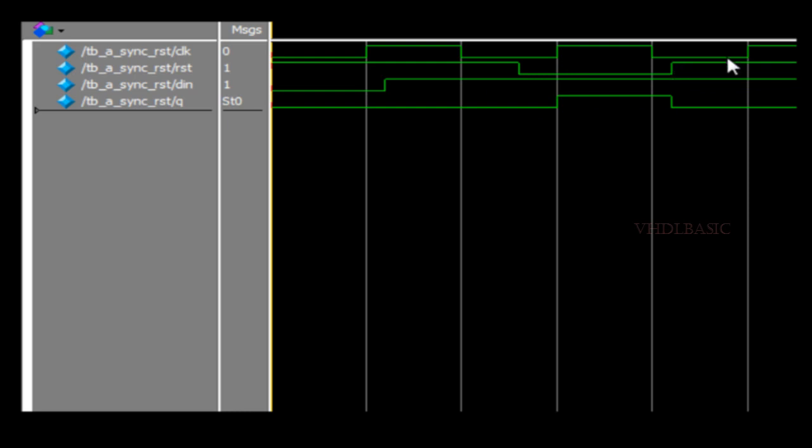But in the case of the next one, before the next rising edge, the reset is going high, so that will make an impact on the output immediately. So you can see the Q value going low before the rising edge of the clock actually. So this is how asynchronous reset will work.